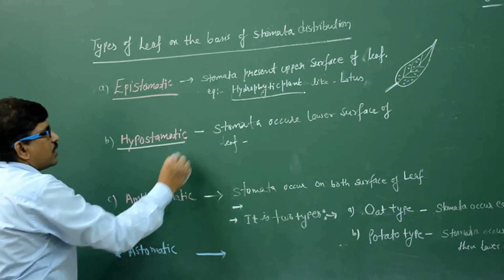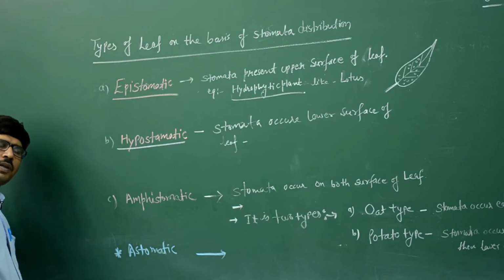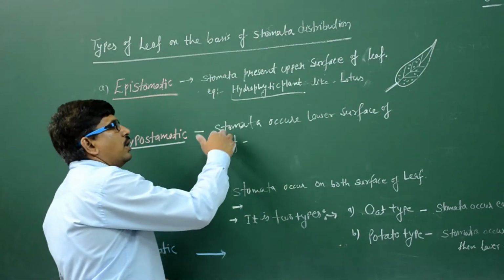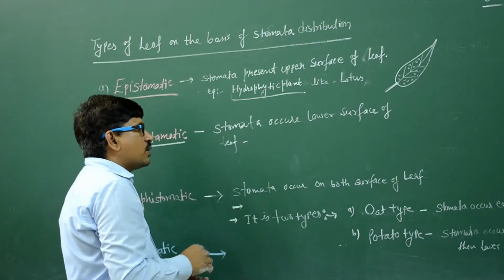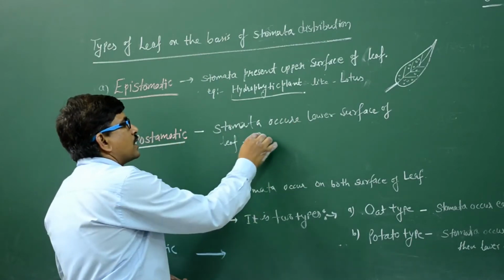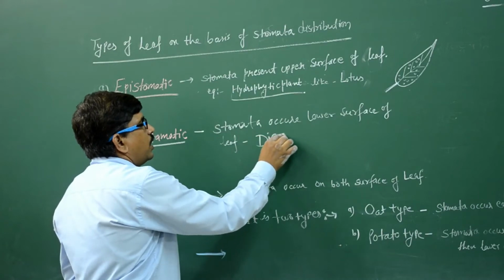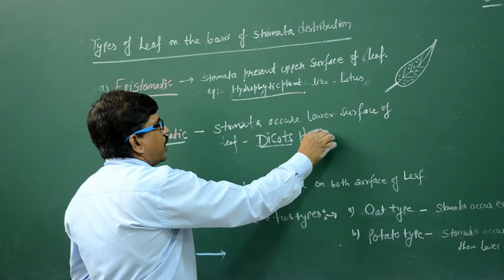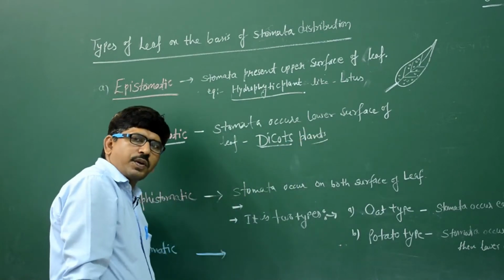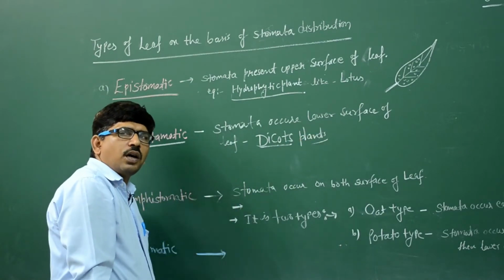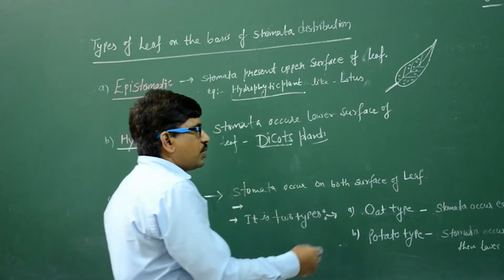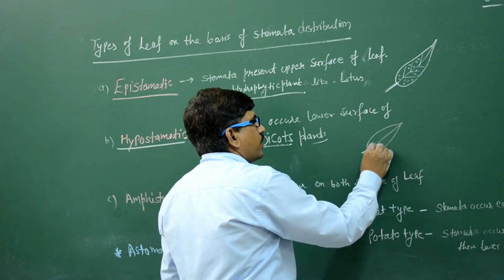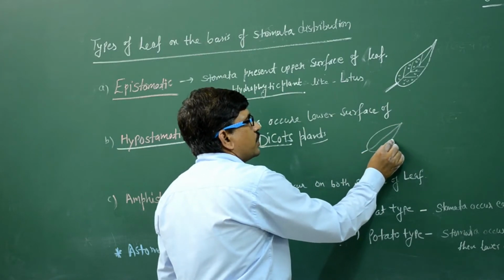Second one is known as the hypostomatic. Hypo means lower surface. The stomata are present on the lower surface of the leaves in the hypostomatic. An example is the dicots, mainly dicot plants. Maximum mesophytic and dicot plants represent the hypostomatic, in which condition the stomata are present on the lower surface of the leaves. You can say lower epidermis.